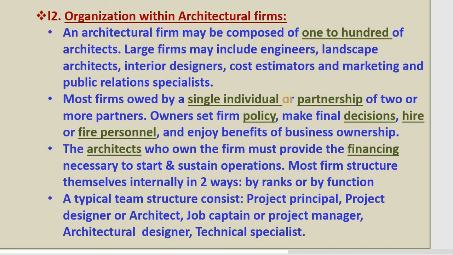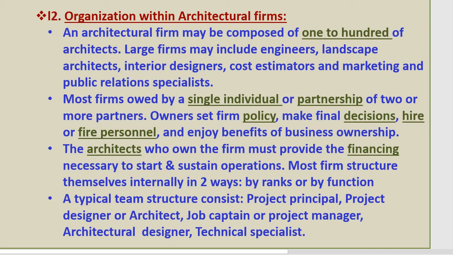Organization within an architecture firm. Usually if you have 100 architects, that's a big one. Large companies usually have engineers, landscape architects, interior designers, and cost estimators, and after that they have a marketing division. That means a lot of teamwork, not just following the design.